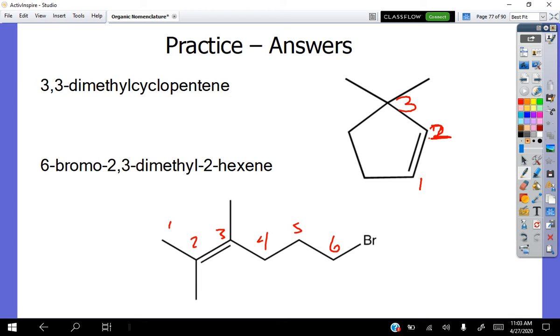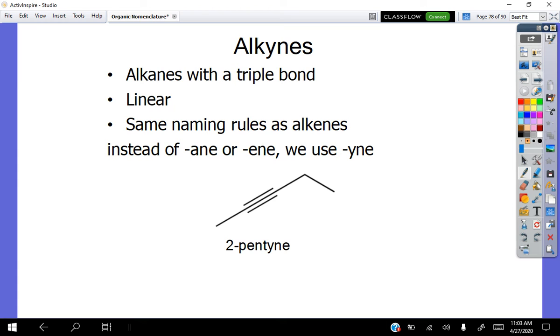We briefly talked about halides. Those are your chlorine, bromine, iodine, and fluorine. Those are your halides. And so you see fluorine becomes fluoro, bromine is bromo, etc. I'll talk about that a little bit more after we talk about some alkynes.